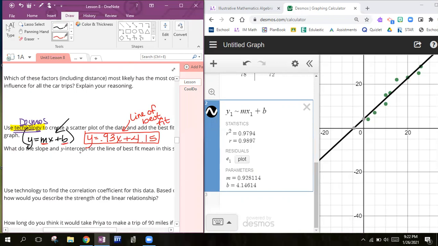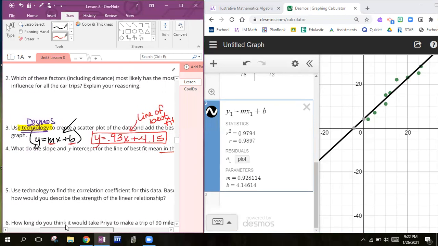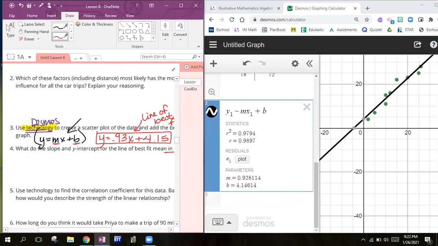All right, and it says, what do the slope and y-intercept for the line of best fit mean in this situation? Okay, we have a lot of trouble with these from what I'm seeing on the homework, and a lot of people are just typing nonsense into it. So really listen to me here. Let's start with the slope. My slope is 0.93 here. Okay, so that's the change of y over the change of x.